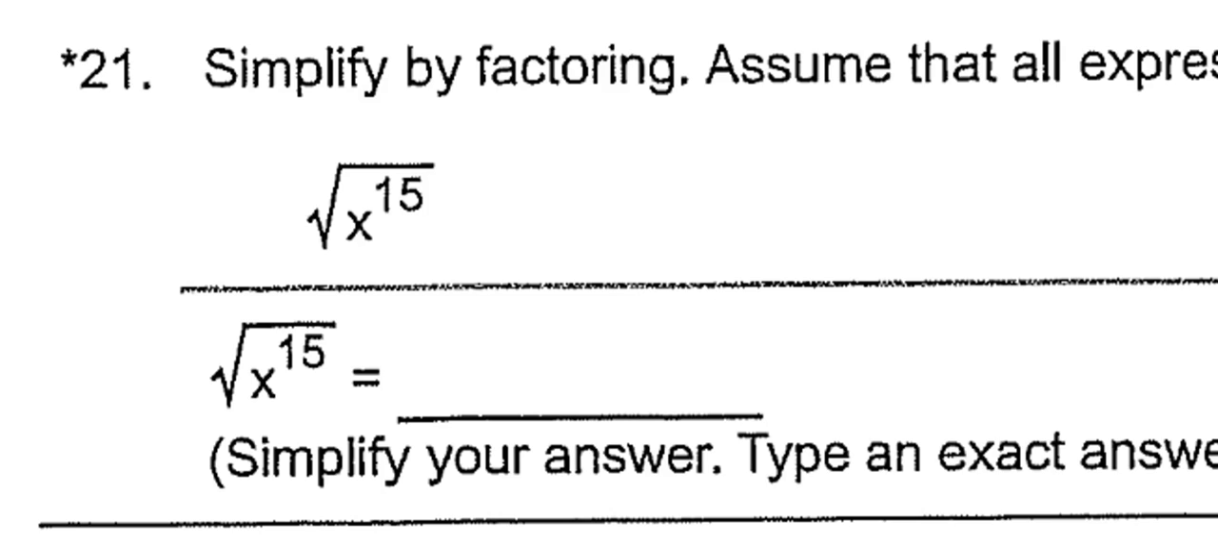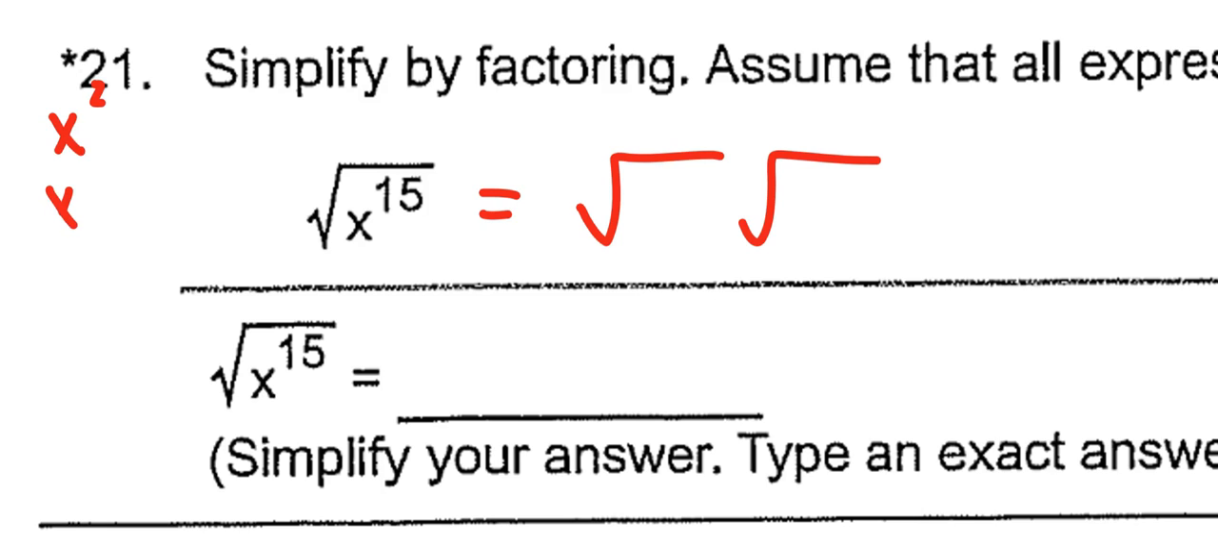Question 21. Now we're dealing with perfect squares. Perfect squares and leftovers. Perfect squares for x's are things like x squared and x to the 4th and x to the 6th and x to the 8th and x to the 10th.